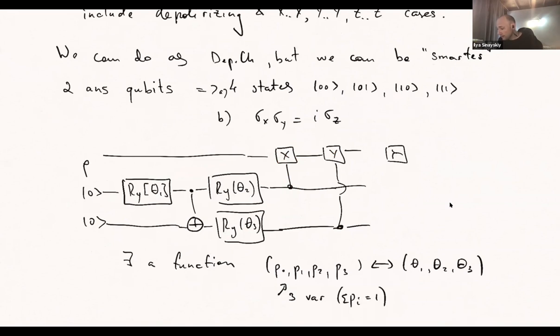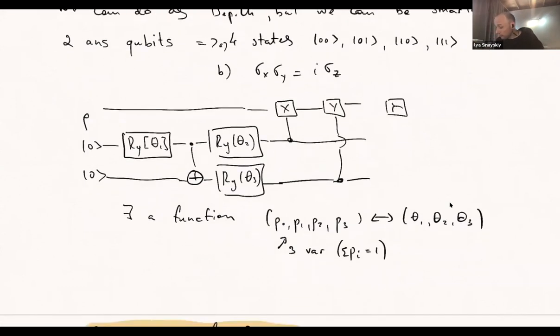So if it's 0 and 0 here, you get nothing, you get identity. If it's 1 here and 0 here, you get X. If it's 0 here and 1 here, you get Y. And if it's 1 here and 1 here, you got both of them, you get Z. So that's how you can compress it. But of course, the price of that is that all these three qubits should be connected to each other. Okay. And you can construct a function, but it already looks quite bulky.